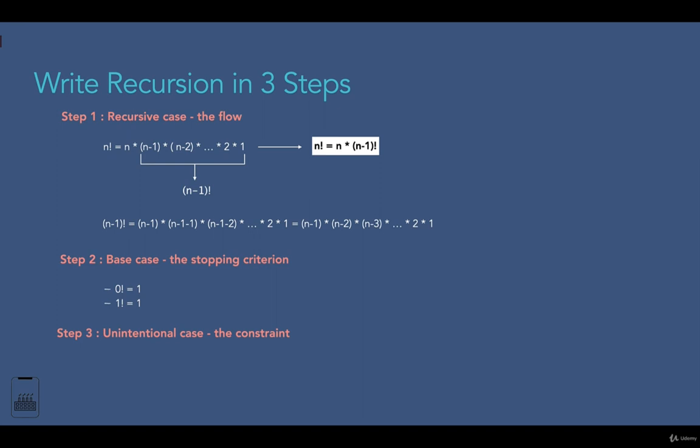From the definition of factorial, we know that it's calculated only for positive numbers. But if someone runs this function for minus 1 or minus 2, what will happen? In these two cases, we can never reach the base condition that we declared over here.